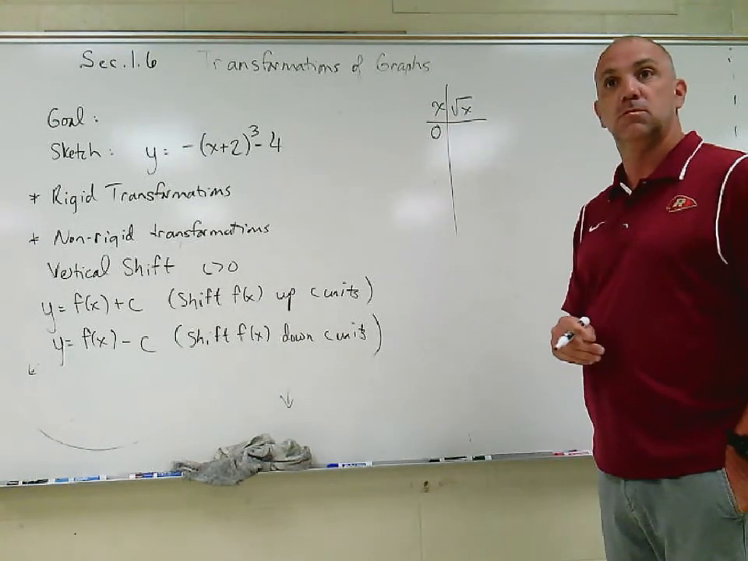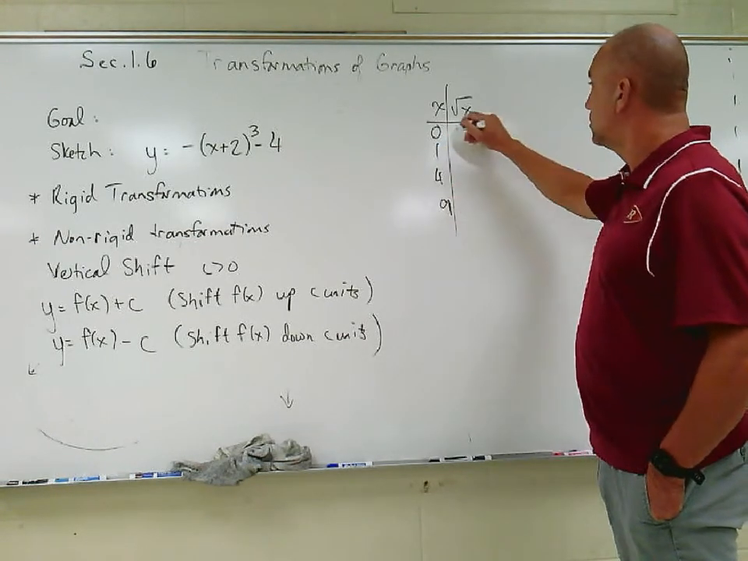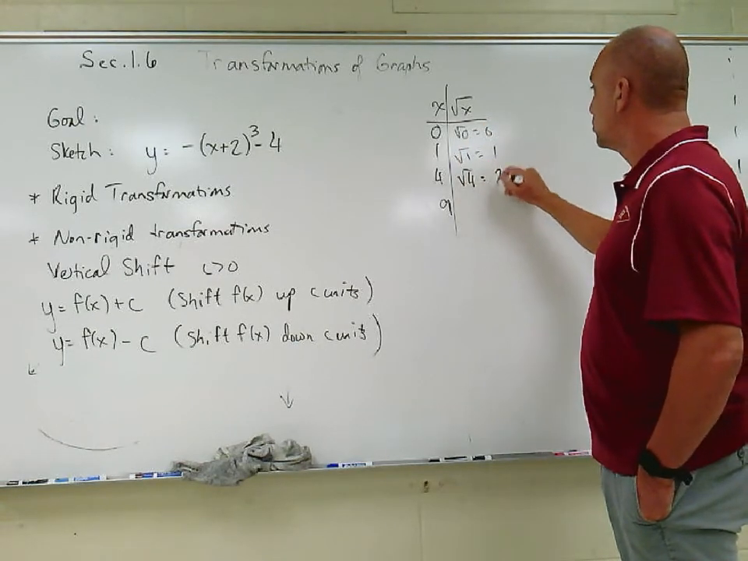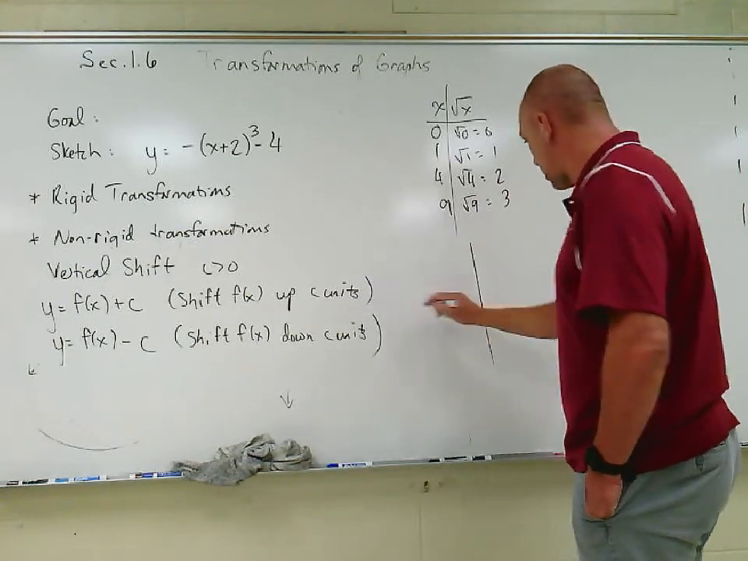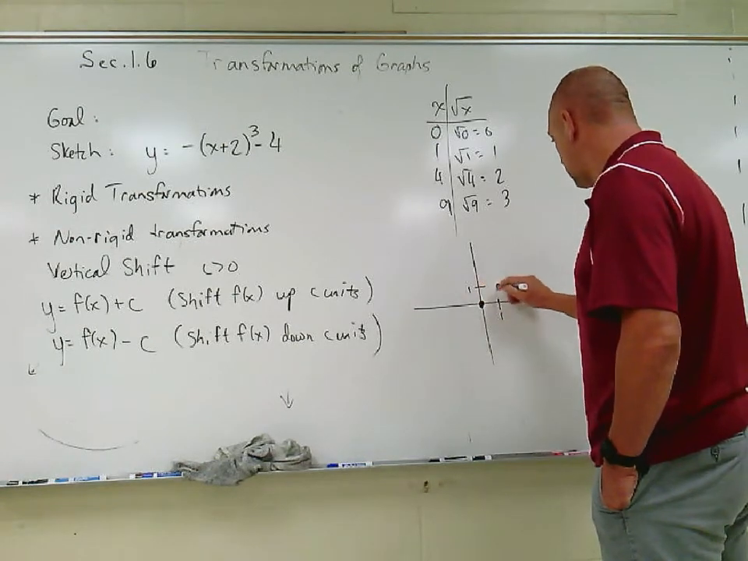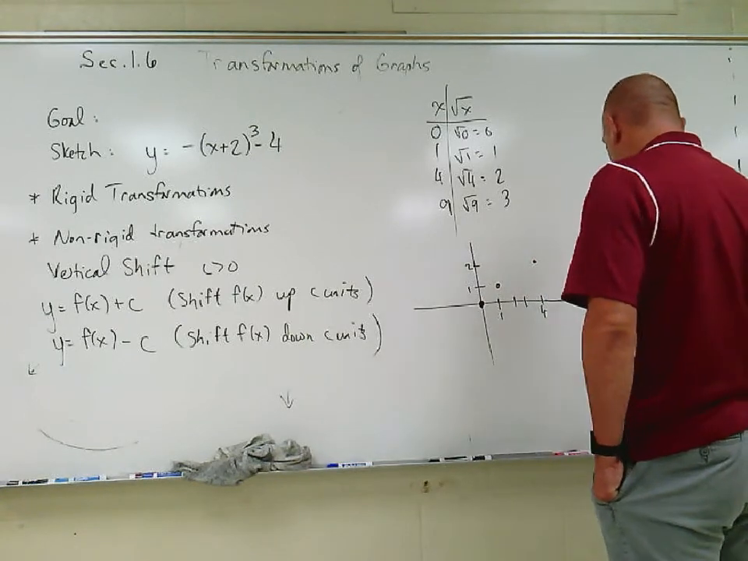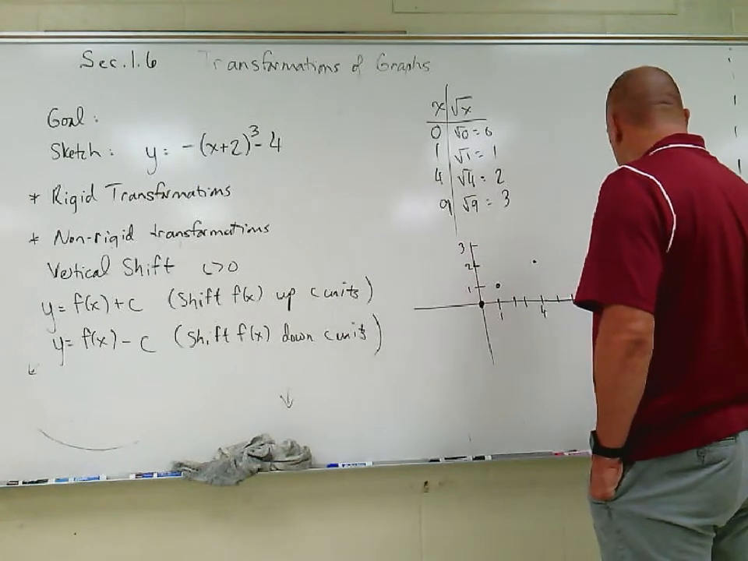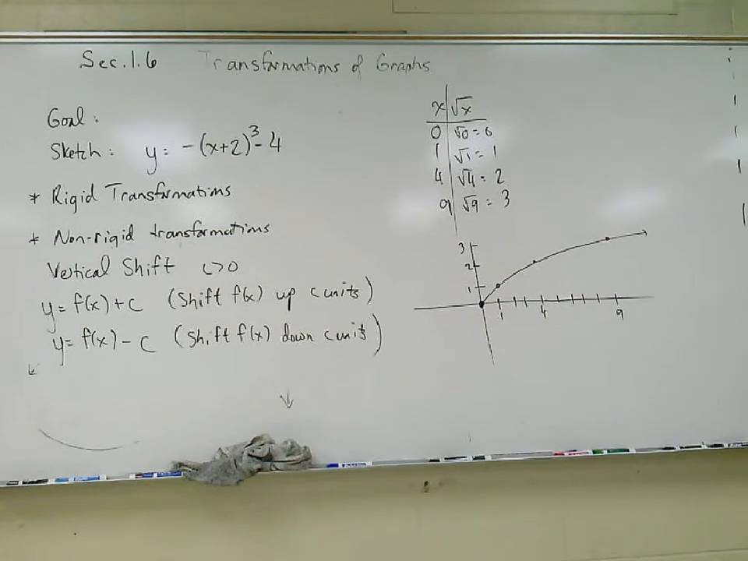0, 1, 4, 9. So square root of 0 is 0. Square root of 1 is 1. Square root of 4 is 2. Square root of 9 is 3. And we should have the picture that we talked about earlier. 0, 0 is here. 1, 1 is here. 4, 2 is here. There's a picture. Okay.